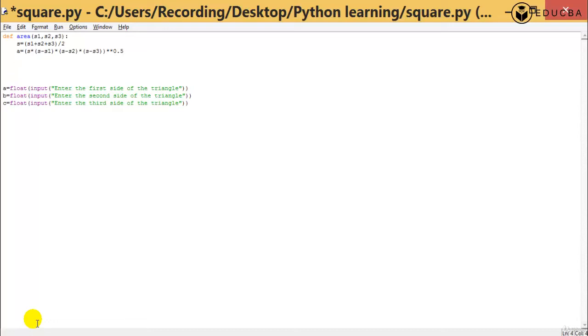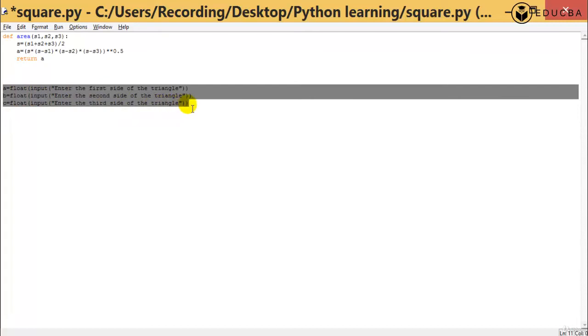So whatever is the area, I need to return the area. Now remember, this A and this A are completely different. This A is not accessible outside this function, and this A is somewhere outside the function, and this A is the value of the first side of the triangle. Okay, so A, B and C are three values which I have taken from the user.